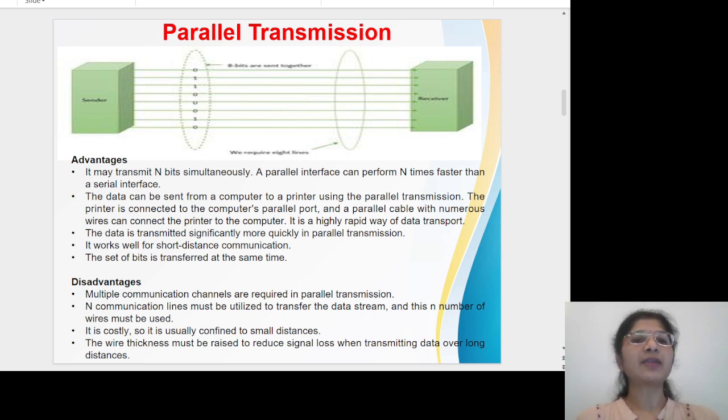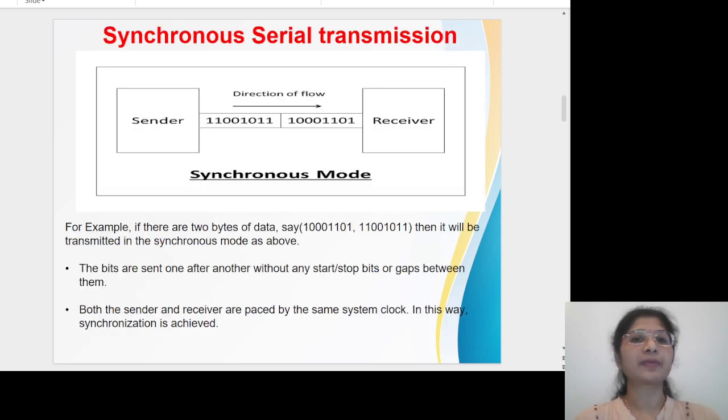The major disadvantage of this parallel transmission is it requires multiple communication channels, and communication lines must be utilized to transfer the data stream. That means there will be a requirement of n number of wires. It is costly because it is usually confined to small distance only. The wire thickness must be raised to reduce the signal loss when transmitting data over long distances.